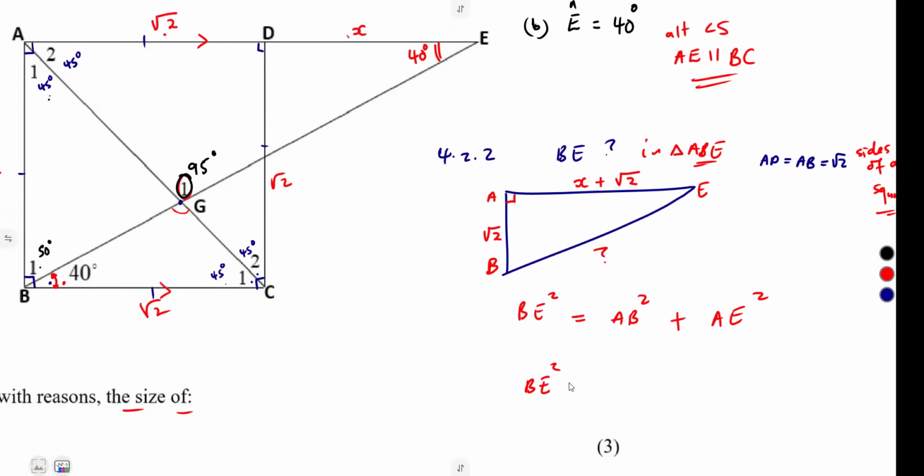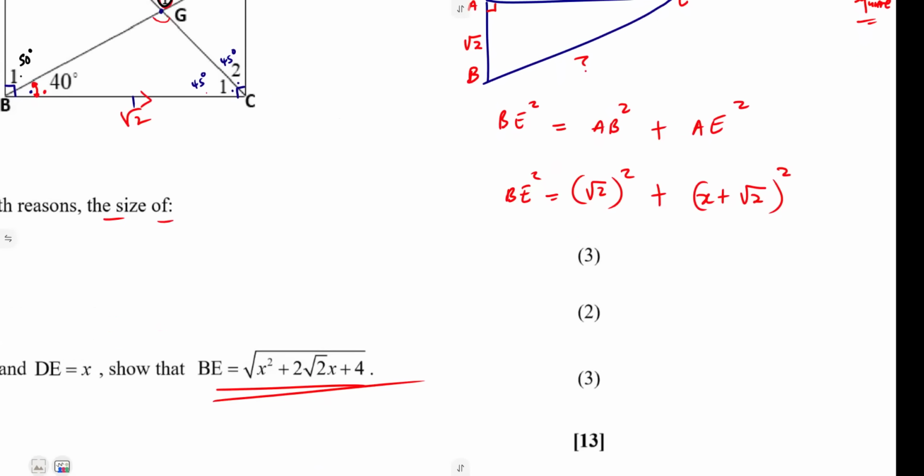So BE squared is equal to AB, which is square root of 2, squared, plus A to E, that's x plus square root of 2, squared. So that's our Pythagoras theorem being used there. Let us solve for BE in terms of x. Square root of 2 squared, the square root and the square neutralize, so you remain with 2 plus (x plus square root of 2) squared.